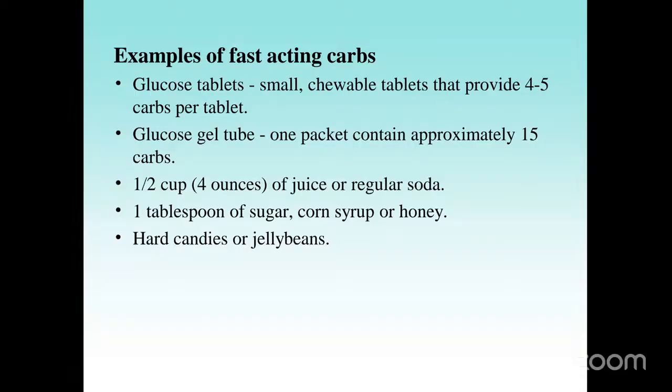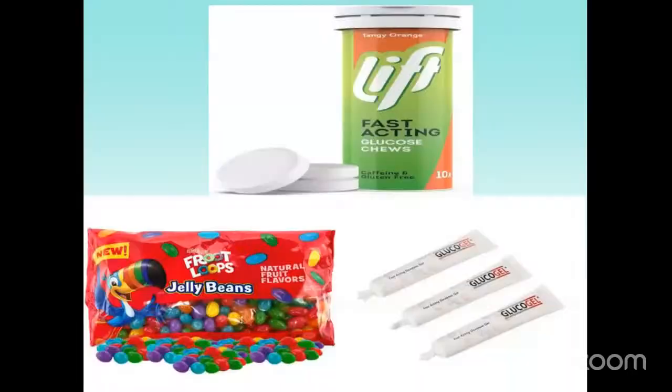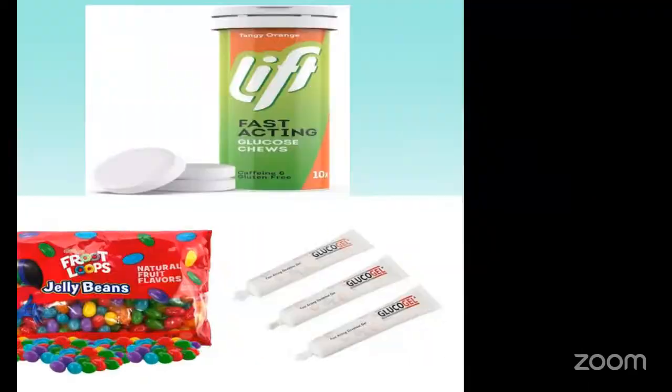So these are examples of fast-acting carbohydrates. We have glucose tablets, which are small chewable tablets that provide 4 to 5 grams of carbs per tablet. Also, we have glucose gel tubes. One tube contains approximately 15 grams of carbs. If these two options are not available, the patient can use anything affordable in the kitchen, like 1/2 cup of juice or regular soda, or 1 tablespoon of sugar, corn syrup or honey, or can use hard candies or jelly beans. These are different types of fast-acting carbs.